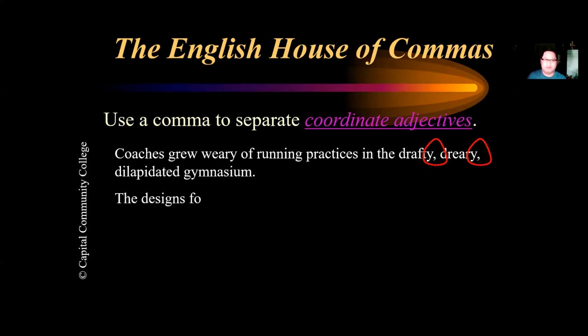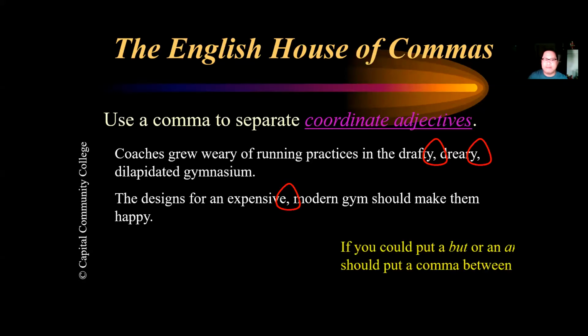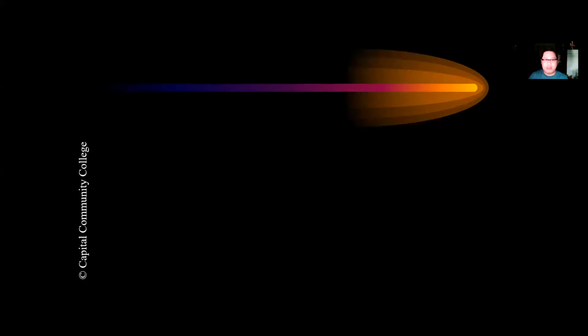Okay. The designs for expensive, that's one description or adjective, modern, another description, gym should make them happy. So we have two adjectives here. So expensive, comma, modern gym should make them happy. I have more examples. Okay. The cute little dog is very sick. So we have two adjectives right here. A series of adjectives, cute and little. So make sure there's a comma in between two adjectives.